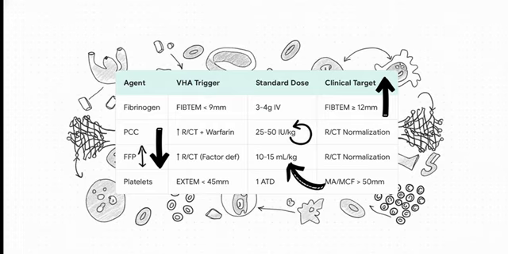A prolonged R-time or CT indicates a deficiency in enzymatic factors, which is treated with FFP or prothrombin complex concentrate. A low EXTEM MCF after fibrinogen deficiency has been excluded points to a platelet deficit requiring platelet transfusion, with a simple target of normalizing the MA or MCF.